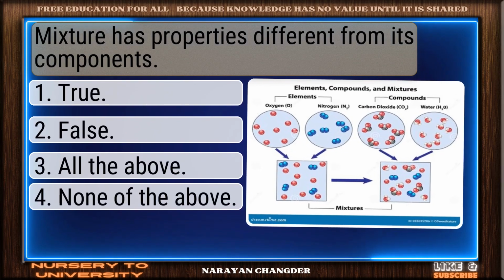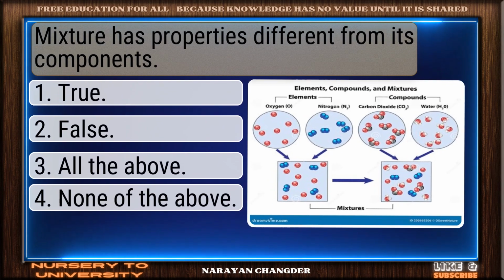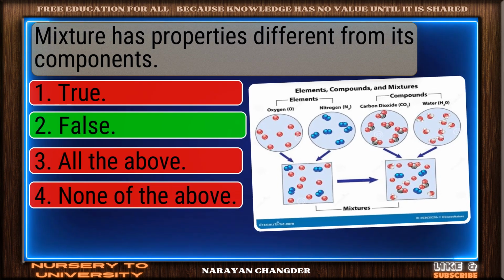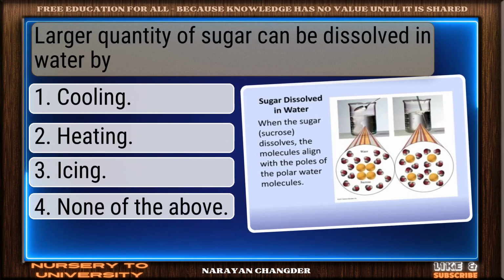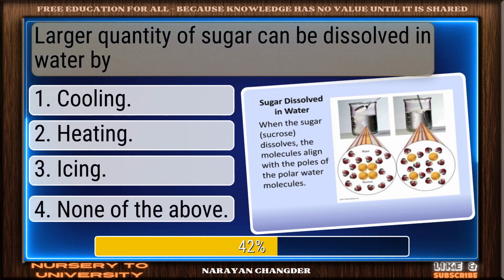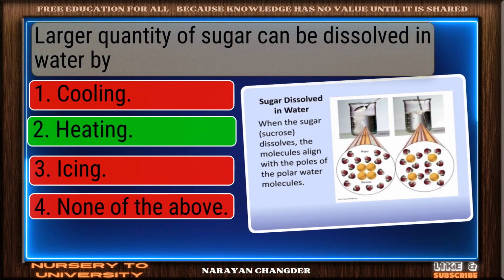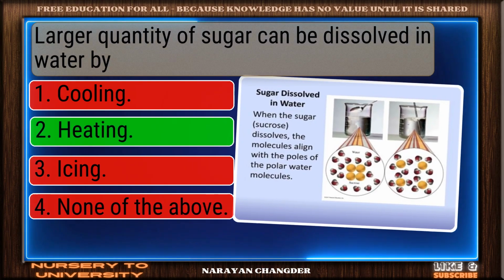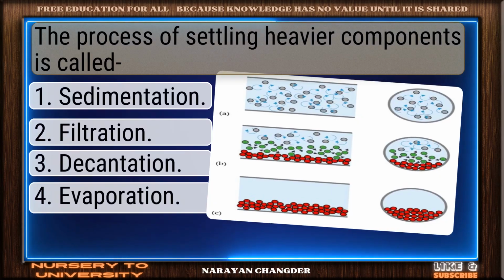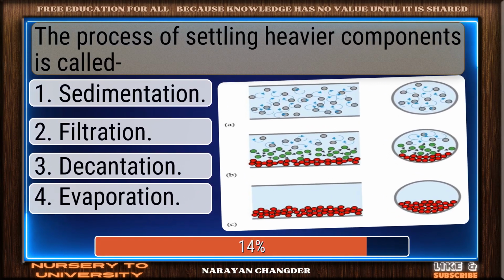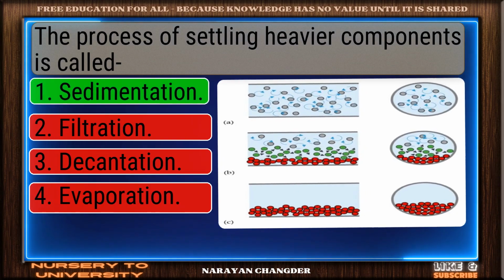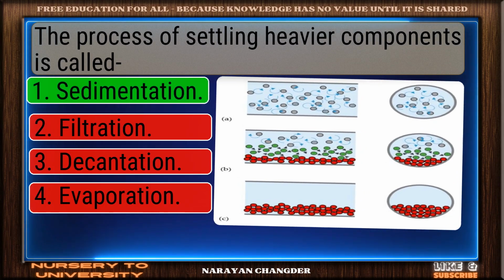Mixture has properties different from its components. Great thinking. False is the right choice. Larger quantity of sugar can be dissolved in water by. Well reasoned. Heating is the correct choice. The process of settling heavier components is called. Nice work. You chose sedimentation and it is correct.